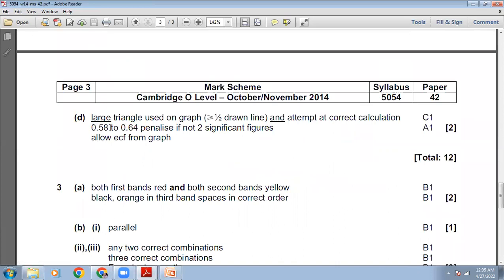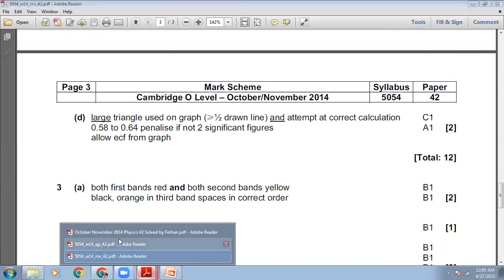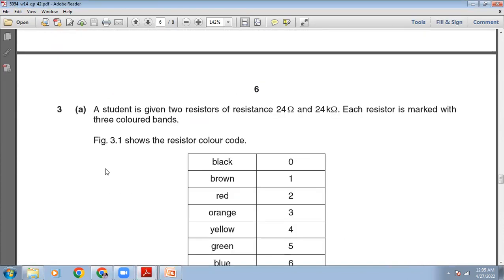The marking scheme says the answer should be from 0.58 to 0.64. So we are done with question number 2, and we are moving to the next question.